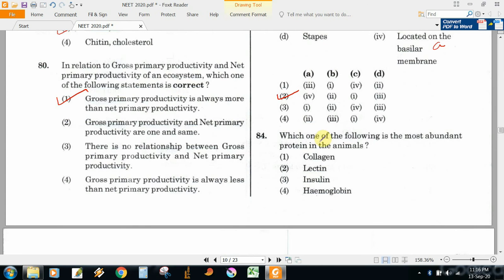The 84th question we are having, which of the following is the most abundant protein in the animals? The first is collagen. Yeah, collagen, as we know, it is the abundant protein in the animal. So the first option is the right answer over here. So in the case of plants, it is rubisco, which is an enzyme.